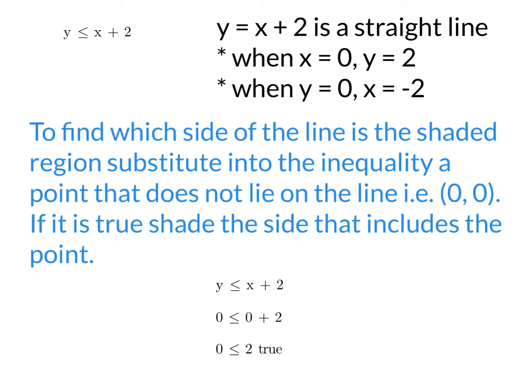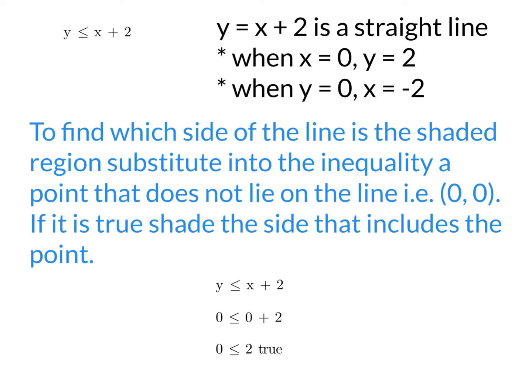So the first thing we're going to look at is, well, how would we actually sketch this equation? So rather than deal with it as an inequality, we're just going to make it an equality or an equation. So y equals x plus 2 is a straight line. When x is 0, y equals 2, and when y equals 0, x equals minus 2, and that will allow us to sketch the straight line.